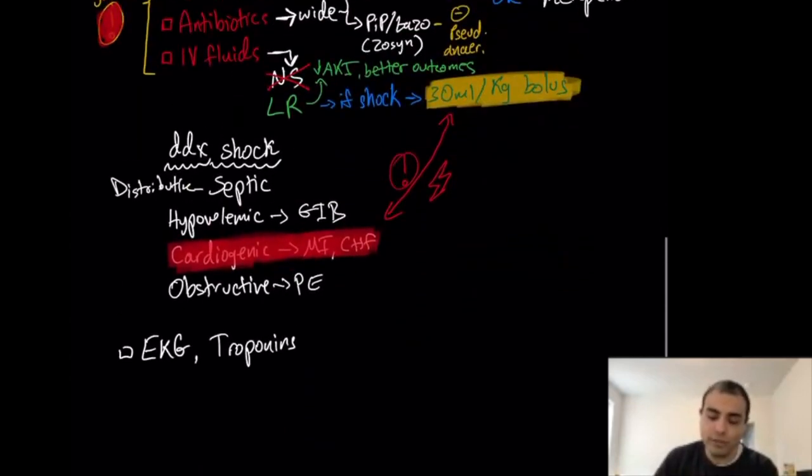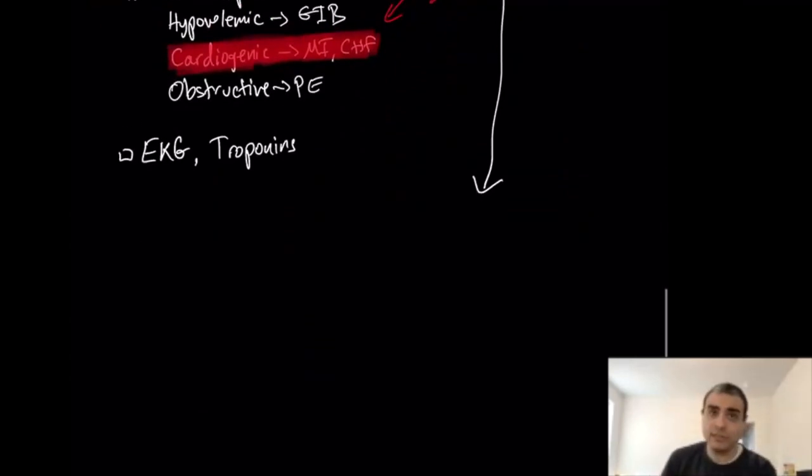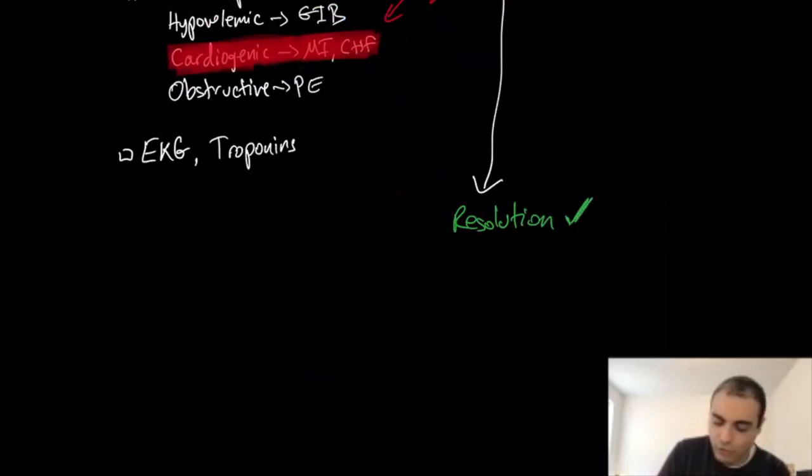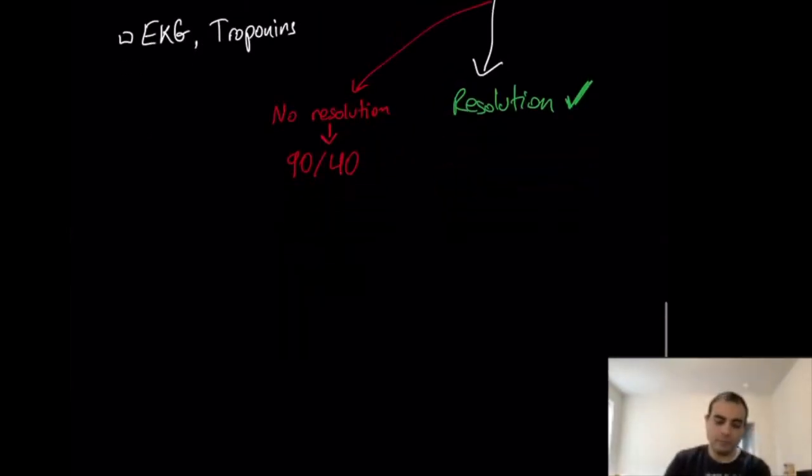So after you did all these measures, you can either have resolution, then you're done and you started the management, or you can have no resolution. After all you did, you gave the fluids and everything, and the patient's blood pressure is still 90/40. Now, what are you going to do?